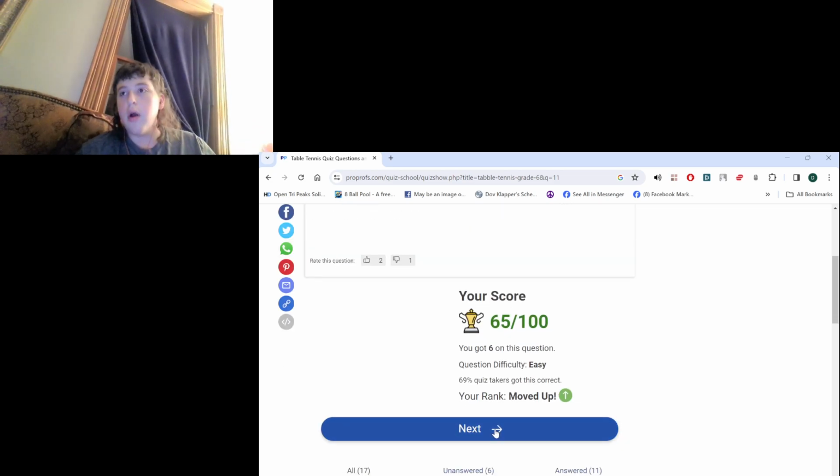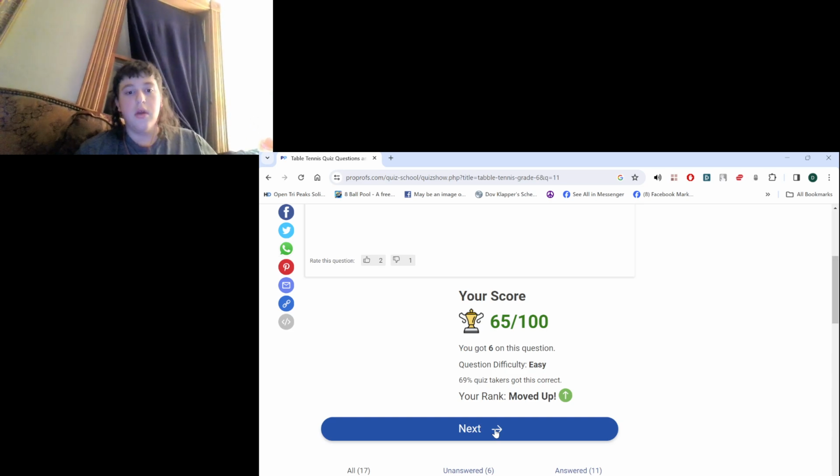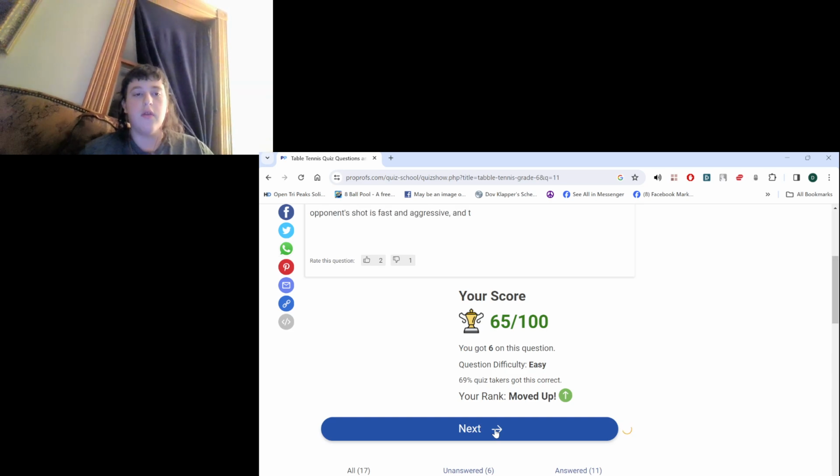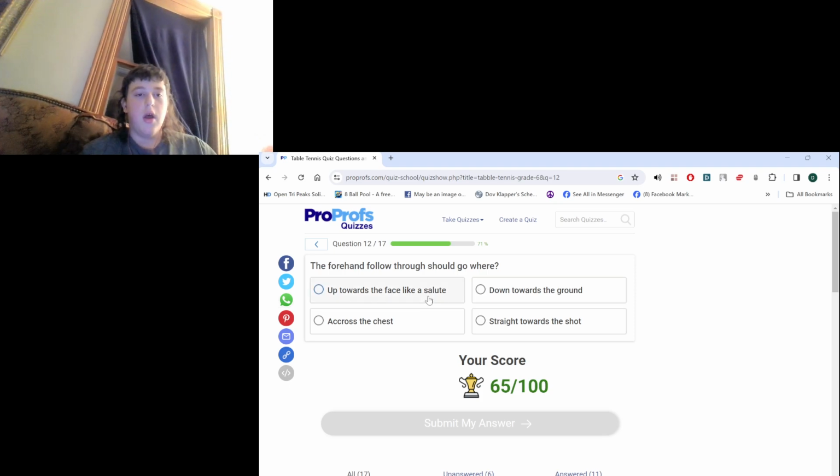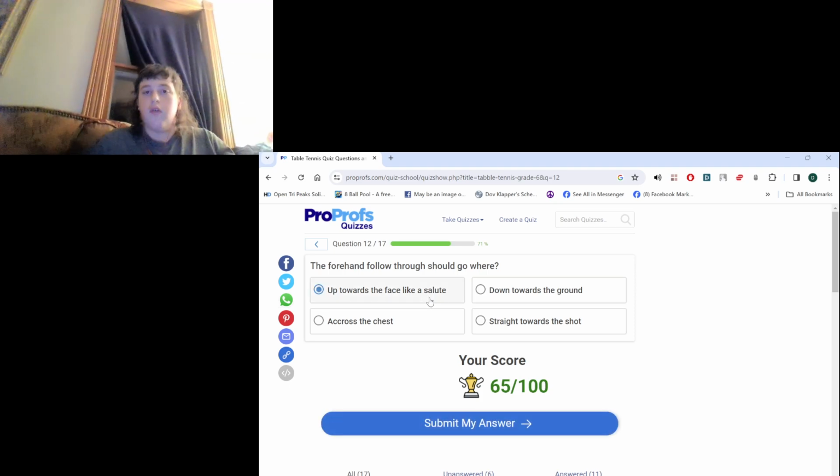You can also block offensively, by the way. Blocking really fast corner to corner, that's an offensive shot. The forehand follow through should go up towards the face like a salute. It should go like this.